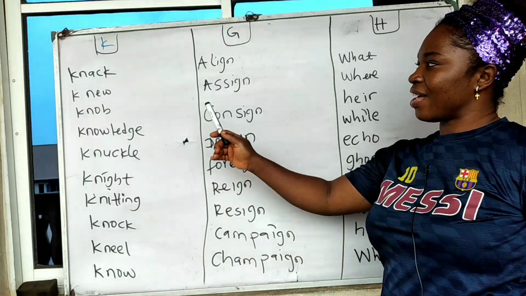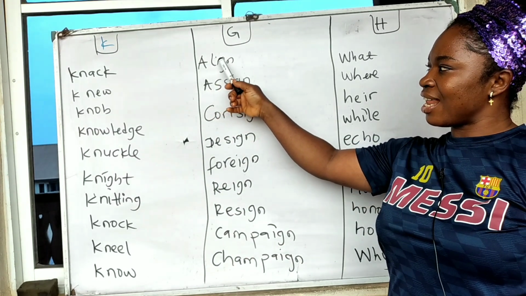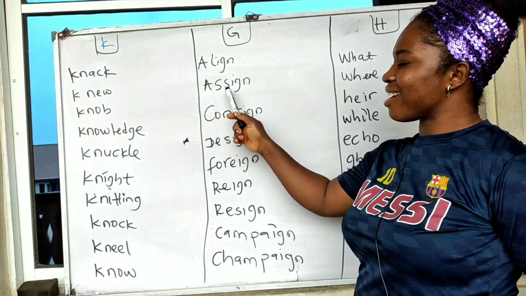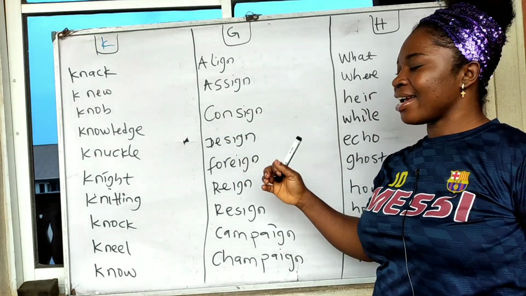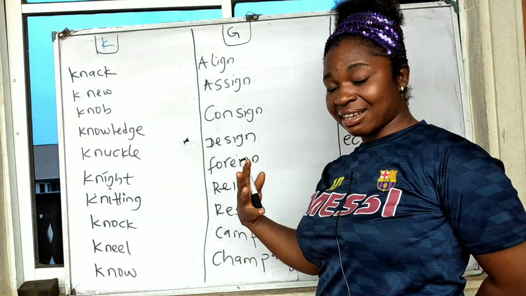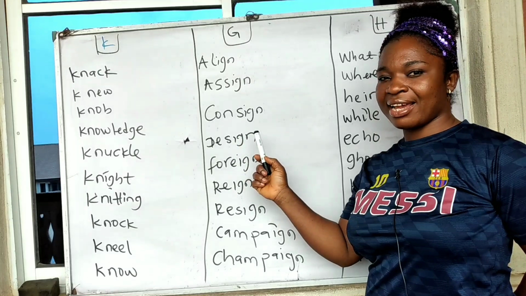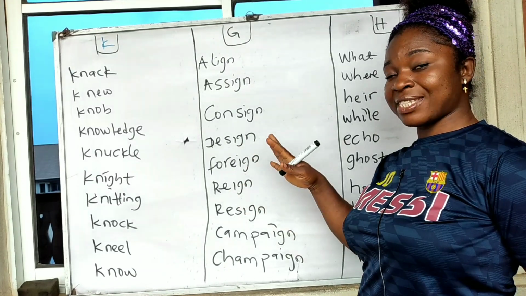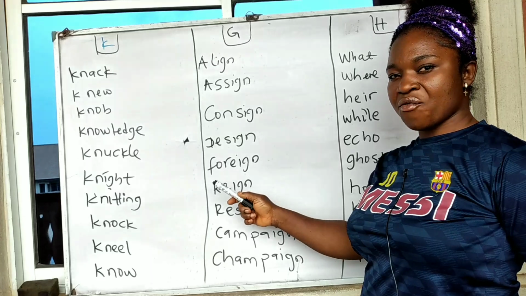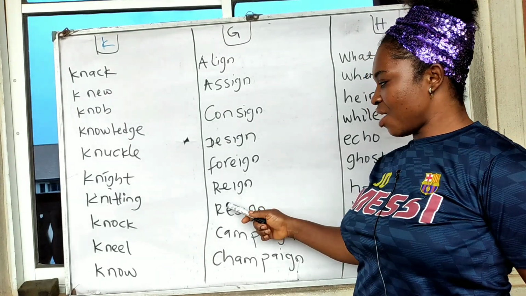We have align. You can see that it's supposed to be A-L-I-G-N, align. And we have assign. There is no form of G sound in the pronunciation. Align, assign, okay. We have consign, consignment. We have design. We have foreign. We still have reign, rain.